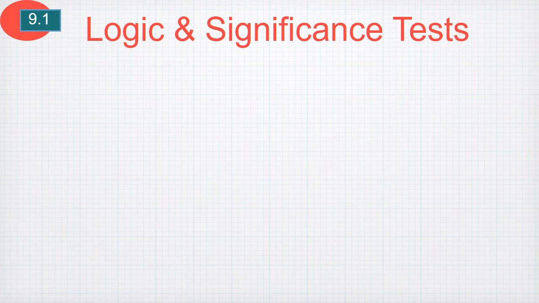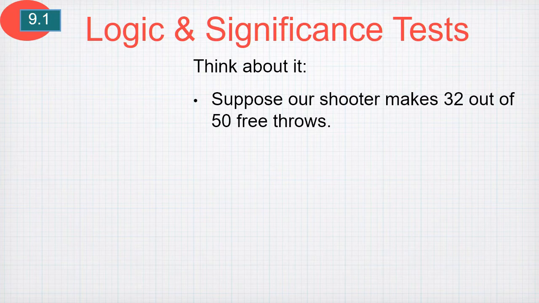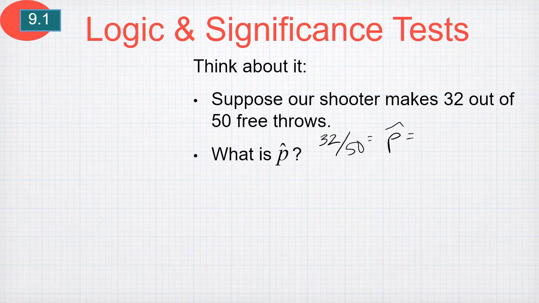Okay, let's take a look at our example. Let's say we have a shooter who makes 32 out of 50 free throws. So that's pretty good. What's the p-hat for that? Well, we have 32 that were made out of 50 total, so that gives us a p-hat of, using my handy dandy calculator, 0.64. So 64% of the time this person is making it, from the data.